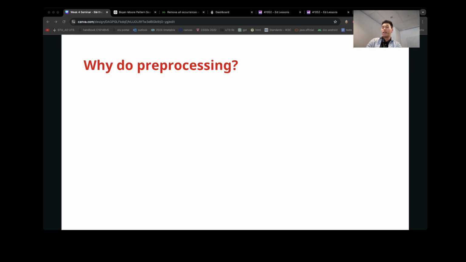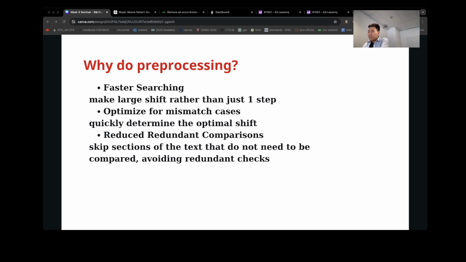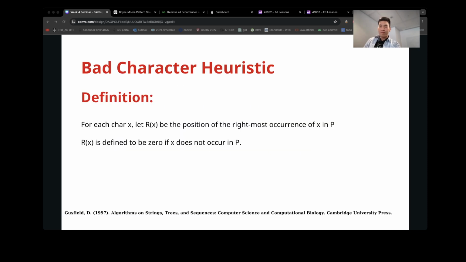And here comes the bad character heuristic. The definition: for each character x, let Rx be the position of the rightmost occurrence of x in the pattern, and Rx is initialized to 0 if x does not occur in P. A character of the text that doesn't appear in the pattern is called the bad character.